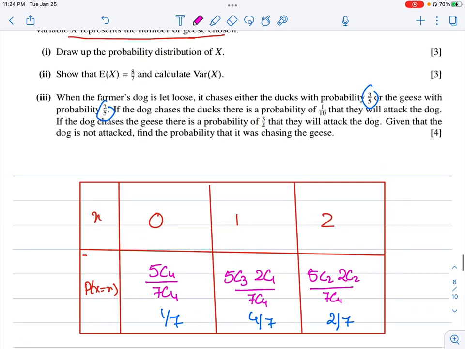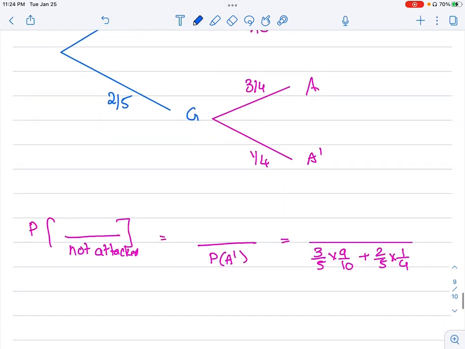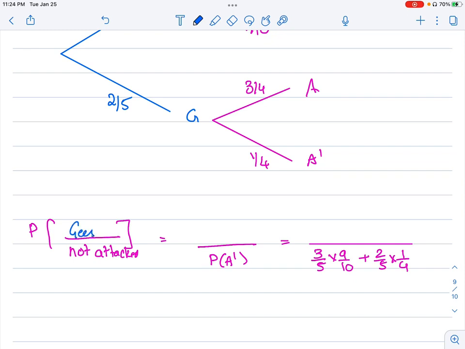But what should I do? Find the probability that it was chasing the geese. So the geese part will go to the numerator: probability of geese intersection A complement. So which one is the geese one? 2 upon 5 times 1 upon 4. That goes to the numerator.